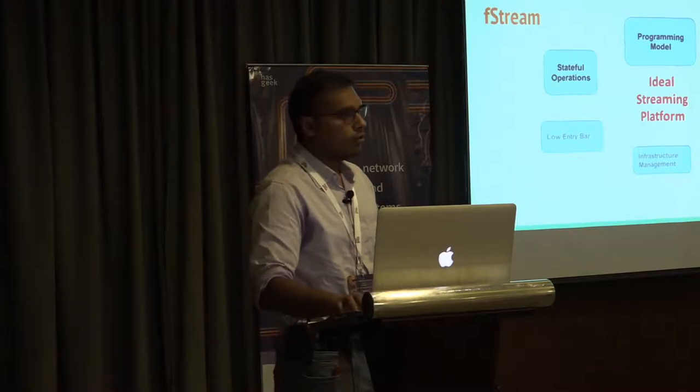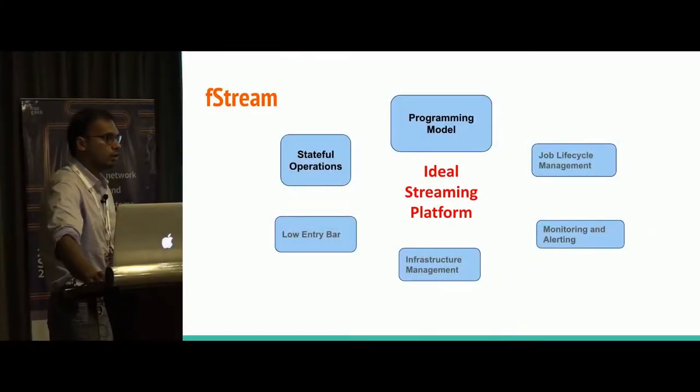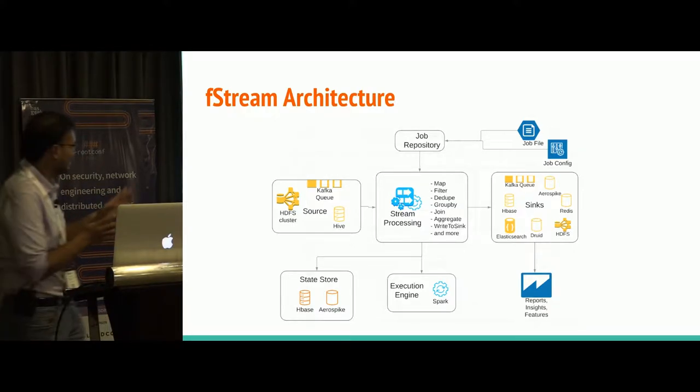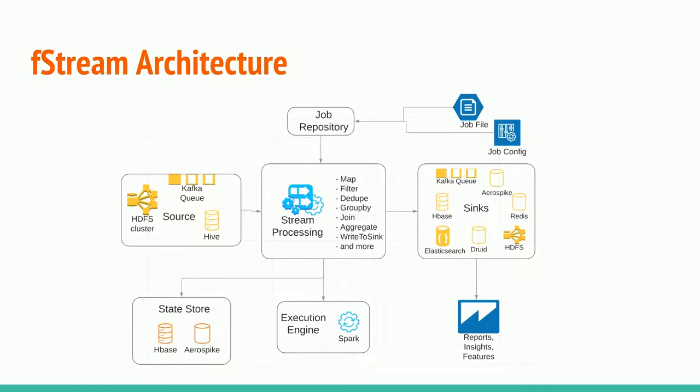So I'll talk to you from the same lens, the same pivot that I have been talking about. But before that, let me tell you a brief about the architecture of fStream. At the core of it, there is stream processing, which has a programming model around how to map, filter, group by, dedupe. We have created additional constructs around dedupe, aggregations, joining of streams, and so on and so forth, right? We natively connect to multiple sources. It could be Kafka for streaming, or it could even be HDFS or Hive for loading the same job that you've written via some batch, and I'll soon get into that. Then a bunch of sinks to which the data could be written.